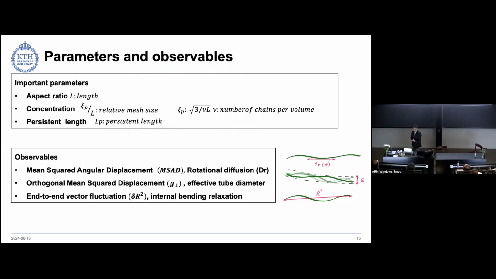And the observables that I have chosen, since I want to analyze the rotational dynamics, are the mean square angular displacement and the orthogonal mean square displacement, which is the normal deflection of the fiber, from which we can get the tube diameter. And for analyzing each fiber individually, we define the fluctuation of the end-to-end vector to see when the dynamics of the fibers relaxes.